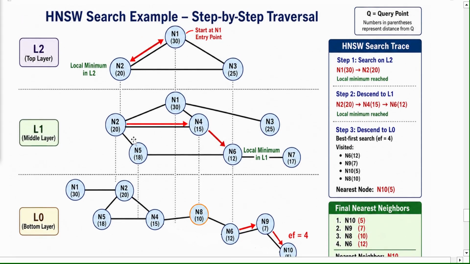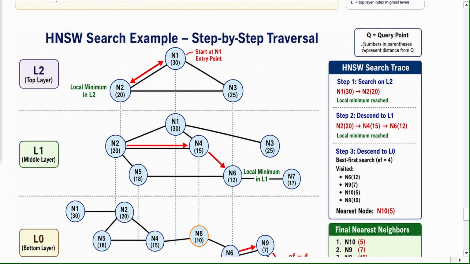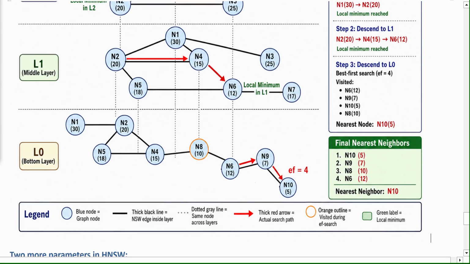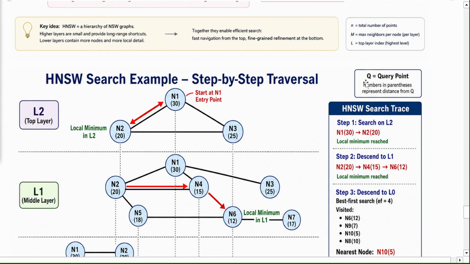Now let's say there is some graph like this and we have some query data point. These numbers, as I said, 30, 20, 25, are nothing but the distance between the query point and this point. Let's say the query point is q.